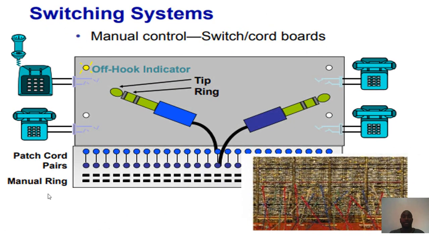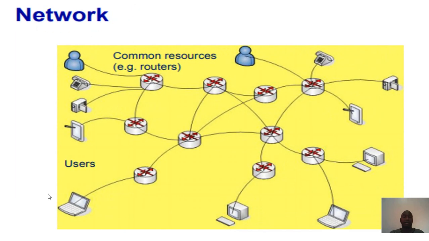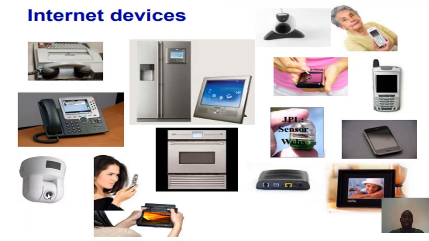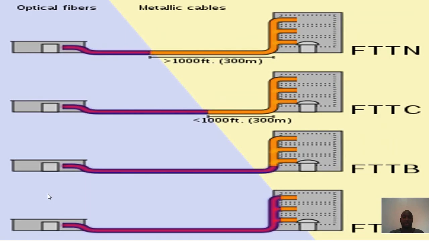We have switching systems, right? This is mostly used for the switchboard, which these days they are now very, very common. And we have routers. These are common arrangements of a simulation of how a network looks like. Routers, these are devices that are used to access the internet or a network. Fiber optics, these are cables that are used to connect to a network.